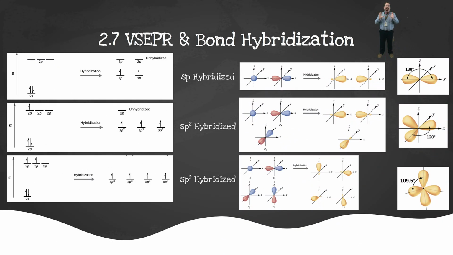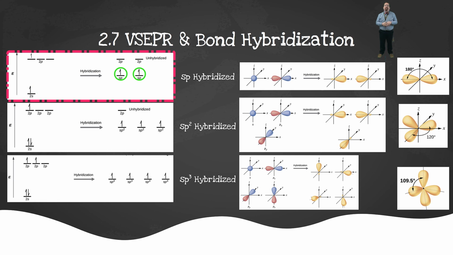Okay, I know you're just itching to see these in action. There are three types of hybrid orbitals: sp, sp2, and sp3. Sp hybrid orbitals are formed by combining a p orbital and an s orbital together. You can imagine moving one of these electrons from the 2s here up to one of the two p orbitals. Those two half-filled orbitals will hybridize together to create two new sp hybridized orbitals.